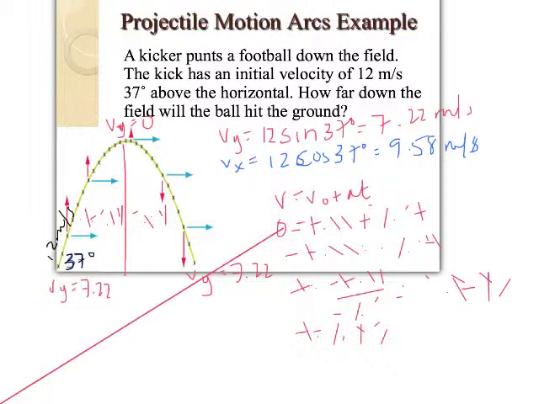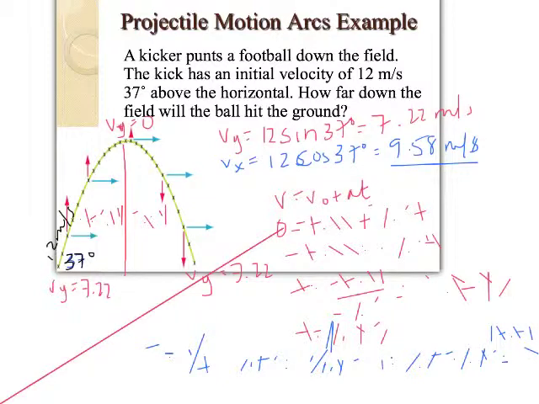So now that we have time, let's switch to our horizontal information and find the total distance traveled. So that's going to use that velocity and the one thing that ties the two together, time. V equals distance over time. All right, so 9.58 is equal to distance divided by 1.48, or distance equals 9.58 times 1.48, which is equal to 17.76 meters.